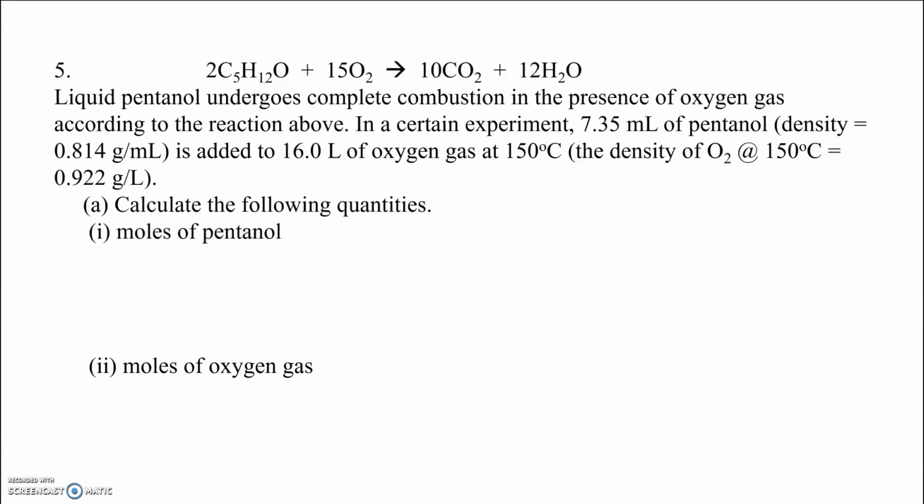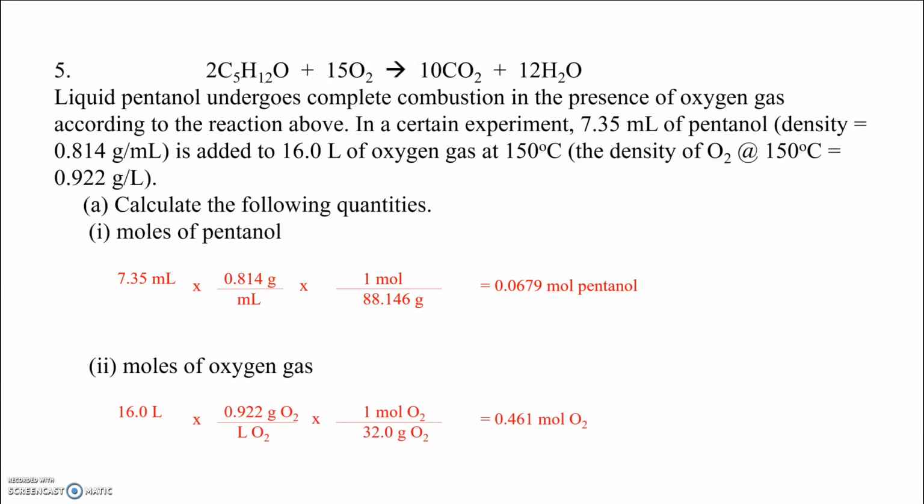Part A, calculate the following quantities, moles of pentanol. All right. I am given 7.35 milliliters of pentanol. So I've got to convert that to grams of pentanol. I do that with the density by multiplying by the density. You can see milliliters cancels out. And then I've got to divide by the molar mass. That number is not given to us, but it's easy to calculate if we have a periodic table, which you always will. So when we put all those numbers together, I get 0.0679 moles of pentanol.